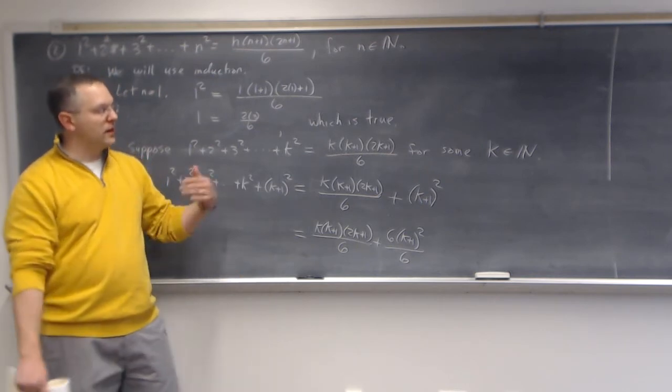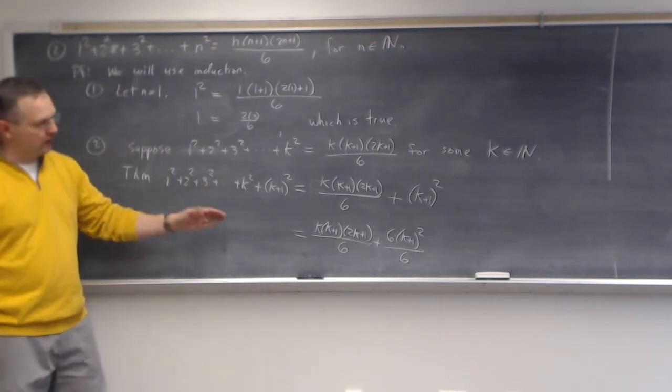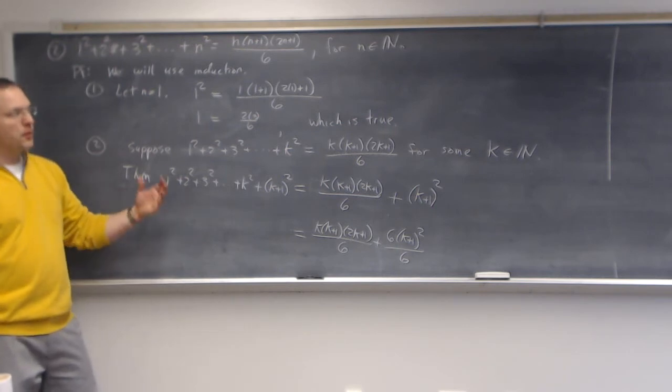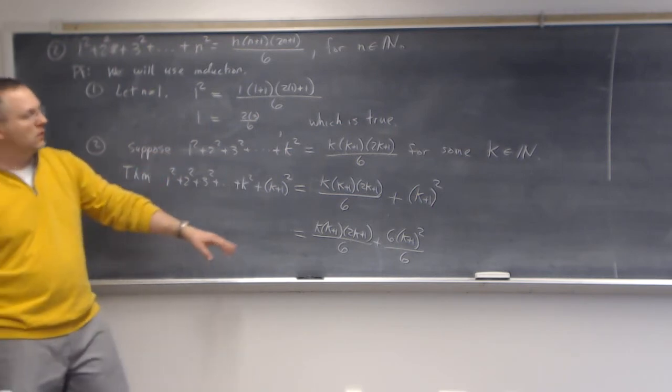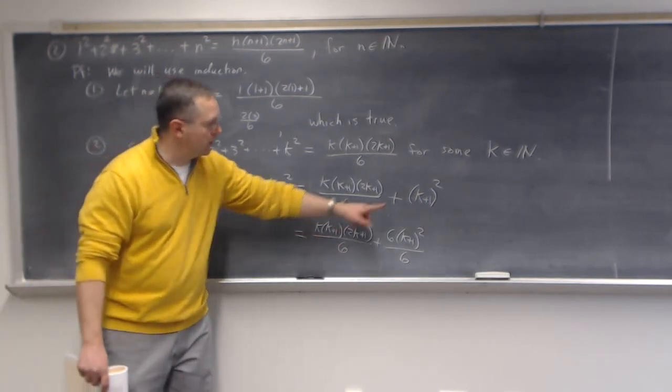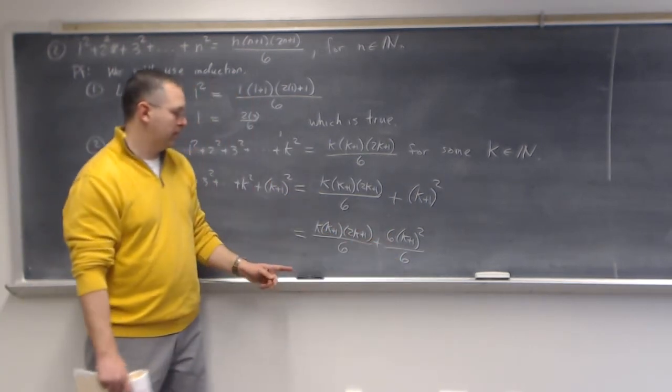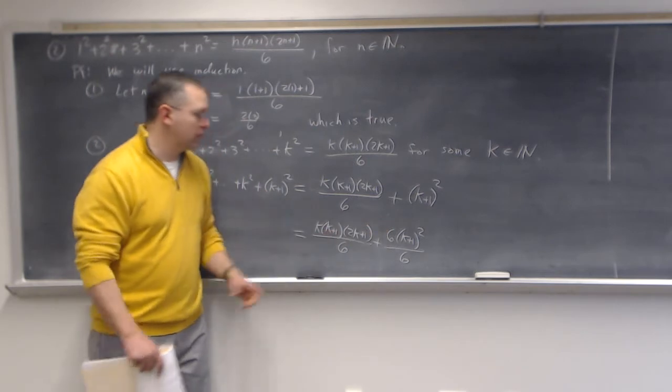You don't want to do too many steps in one equal sign, because somebody reading this should be able to logically see how you got from one step to the next. So from this to this, okay, I see they're getting a common denominator. And then I'm going to add these two expressions.